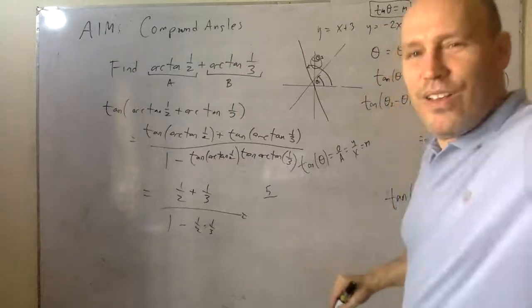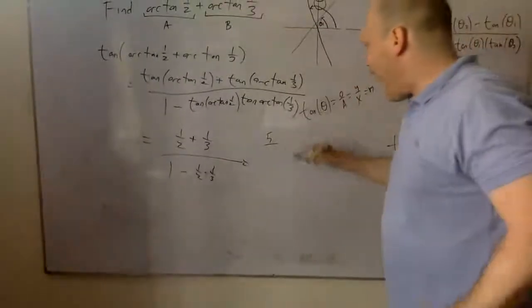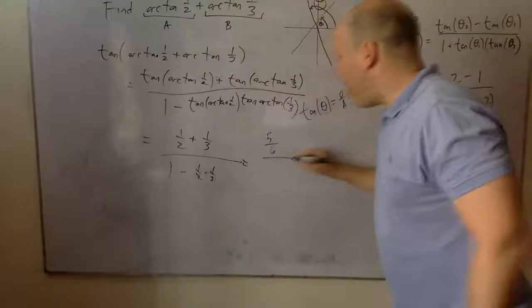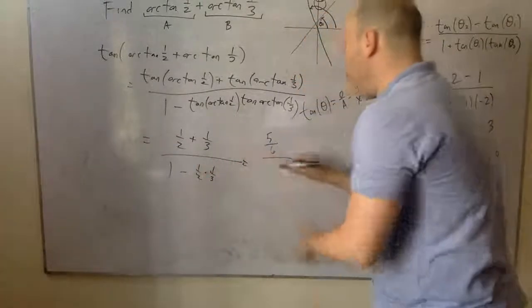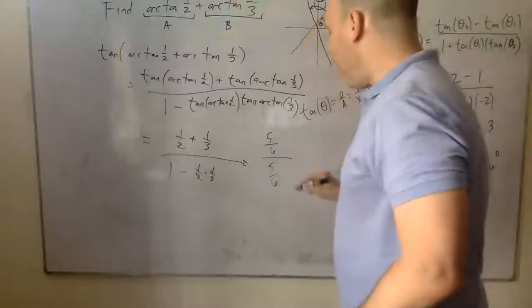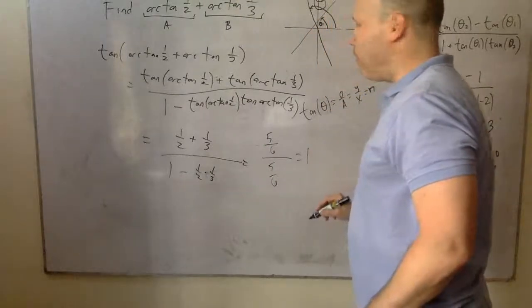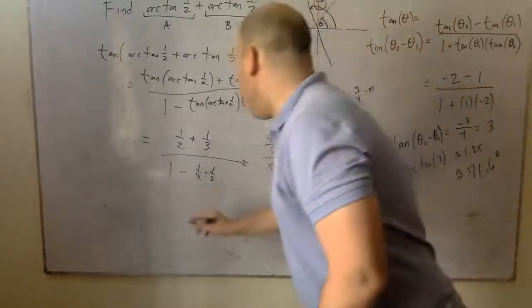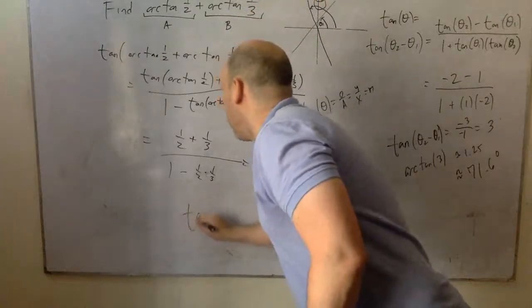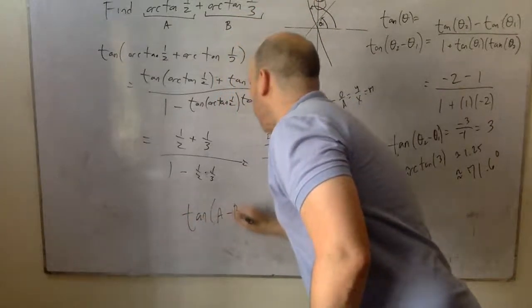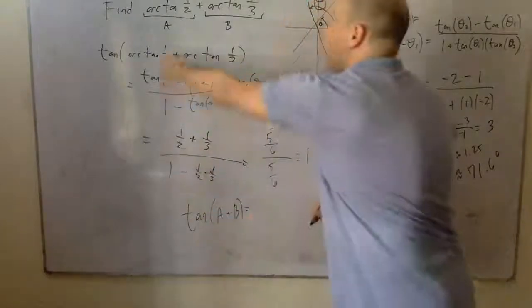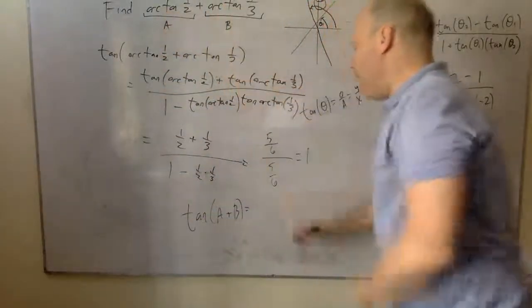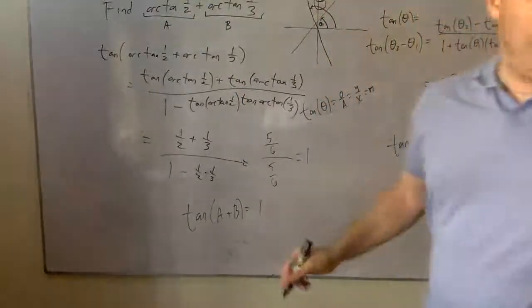Minus is kind of cool. You'll like this. So we have 5 over 6 divided by 1 minus 1/6, which is 5 over 6. We get equals 1. And that means the tangent of A plus B, which was the arctan plus arctan, equals 1.